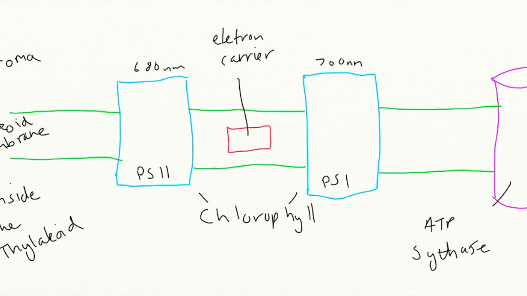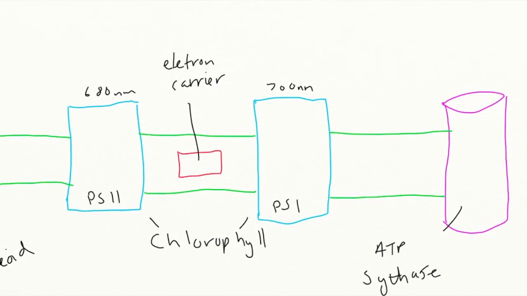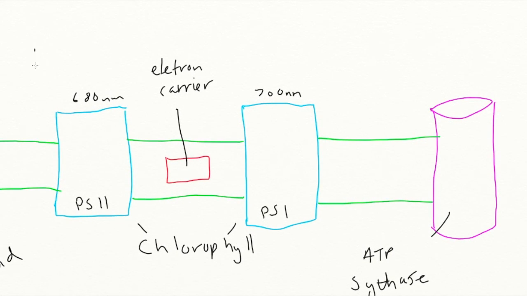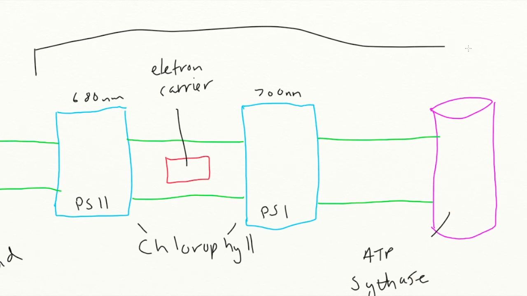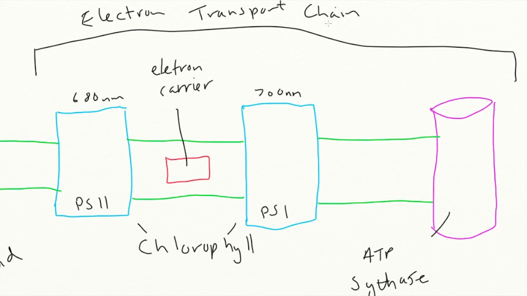And because it's all about the electrons, this whole system, that's a wobbly line, is called an electron transport chain, because electrons go down it or across it, and then they make the products that are required.